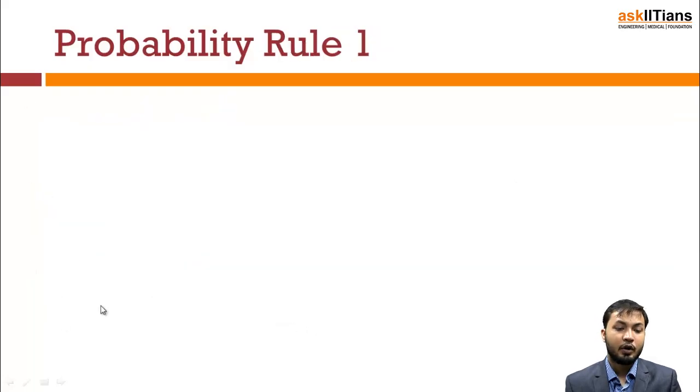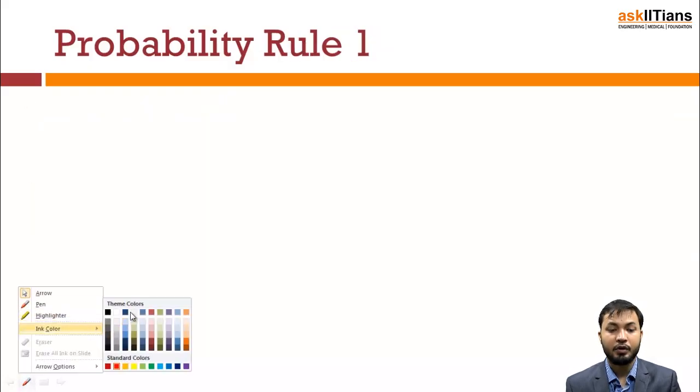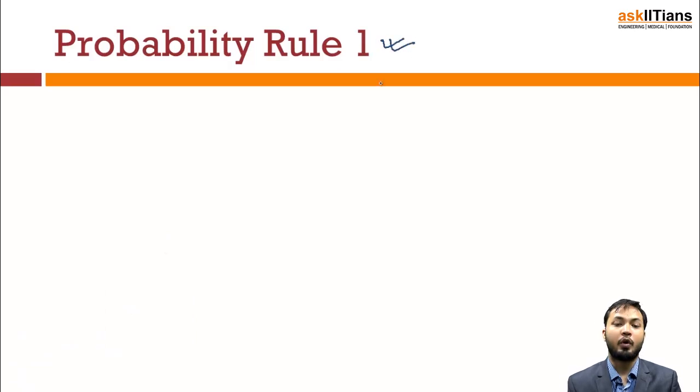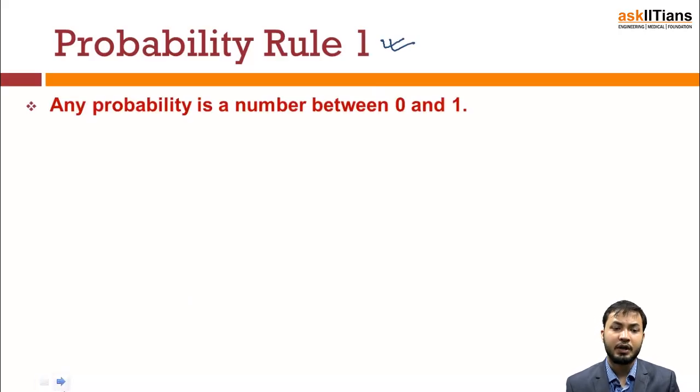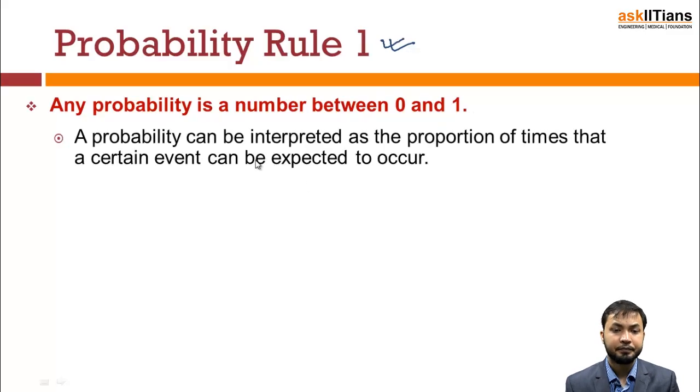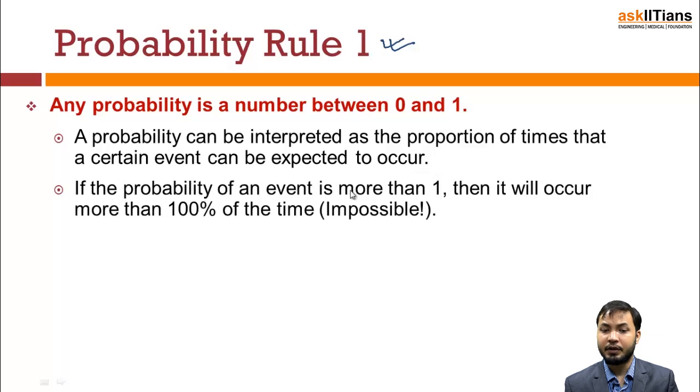Okay. Now the rules of probability. It is important to know all the rules of probability to solve any question accurately. The first and most important rule is that any probability is a number between 0 and 1, as we have already discussed. A probability can be interpreted as the proportion of times that a certain event can be expected to occur. If the probability of an event is more than 1, then it will occur more than 100% of the time, which is impossible.